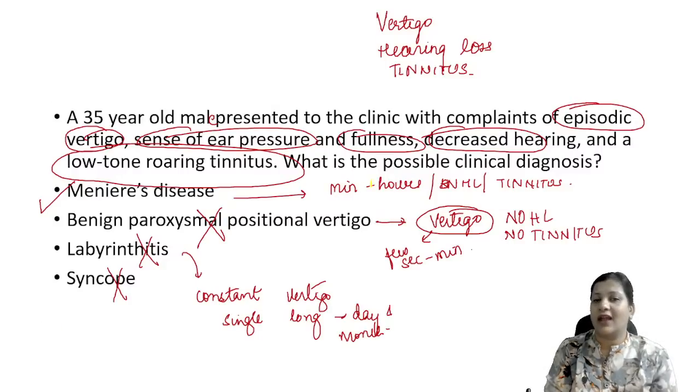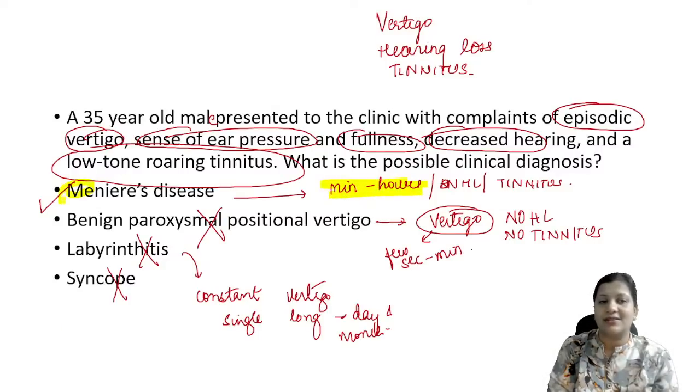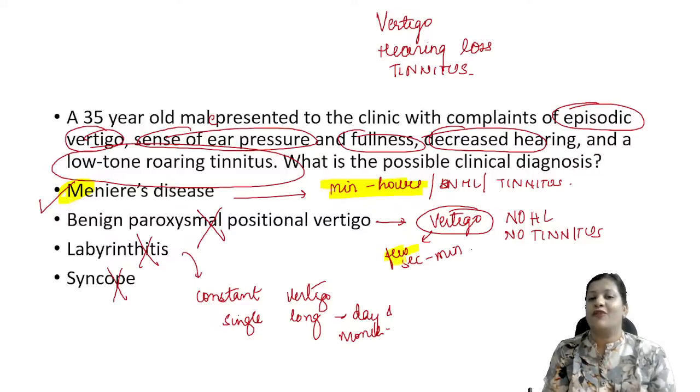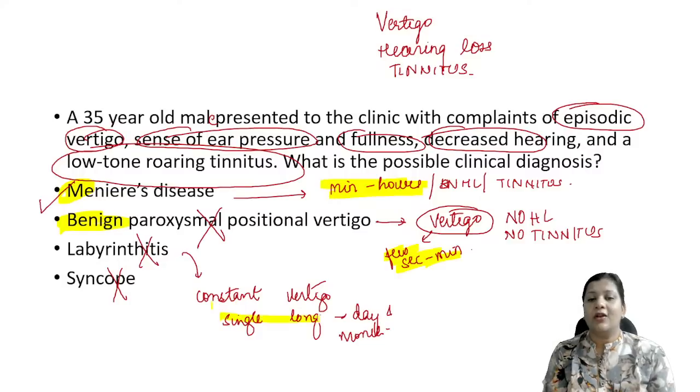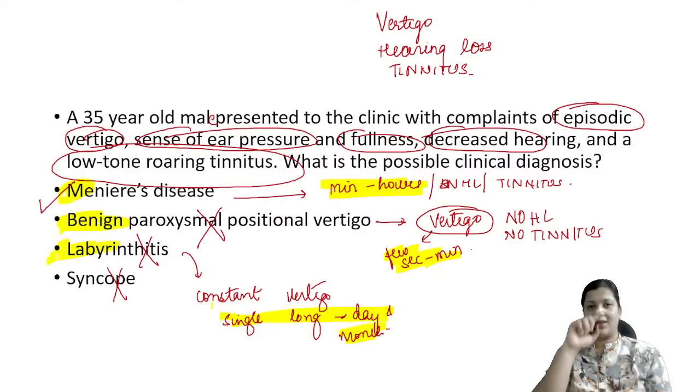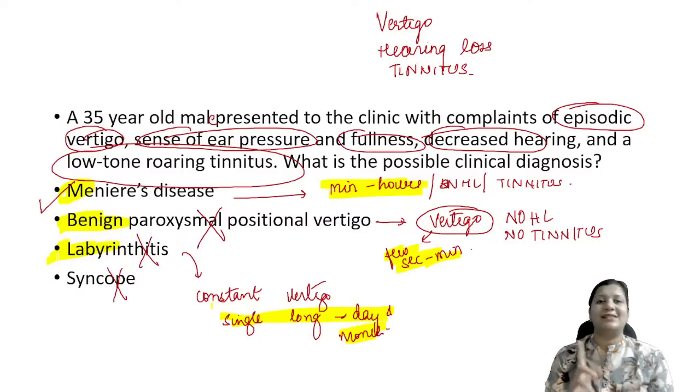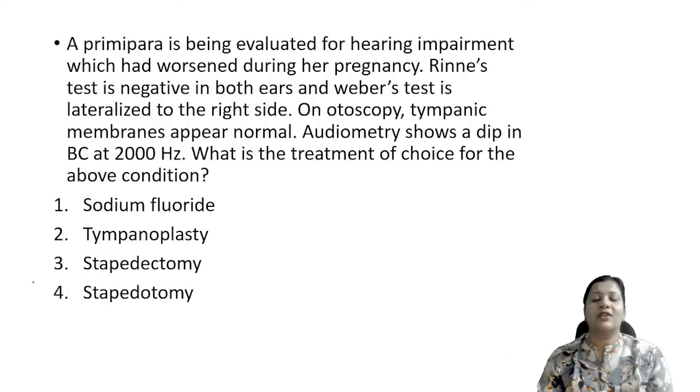So if you have vertigo for minutes to hours, your answer will be Meniere's disease. For few seconds to few minutes, your answer will be BPPV. Single long episode of vertigo for days to months, the answer will be labyrinthitis. Hearing loss is absent in BPPV but present in Meniere's and labyrinthitis. Yes, so I think this question is easily understood by everyone. Okay, let's go to the next question.